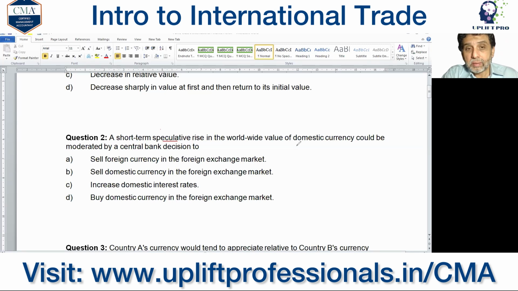Okay. So if what Robert says, if they raise domestic rates, what would happen? The domestic currency would go up in price, is it not? Because foreign currencies would start flowing in to take advantage of the increased domestic interest rates. So this speculative rise will go up further. They want to moderate it. They want to bring it down. So this is not the answer.